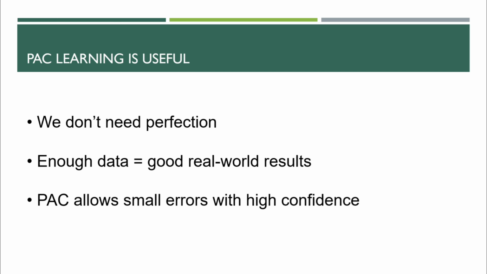So why is PAC learning useful? We don't need perfect models, just ones that are good enough most of the time. And enough data gives good real world results, which is, if we collect enough data, our rule will work well in real world situations. And PAC allows small errors with high confidence. It's okay to have a 5% error as long as we have 95% confidence.